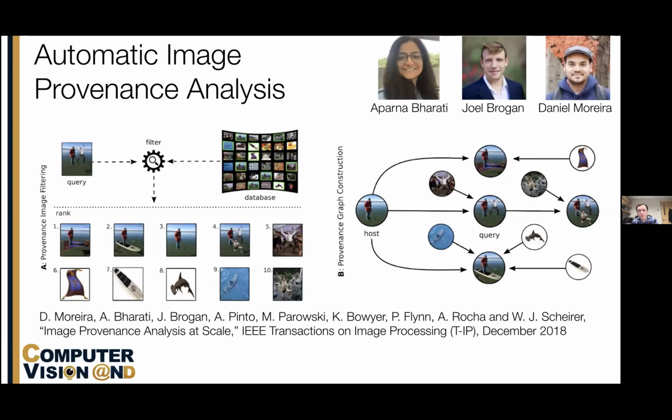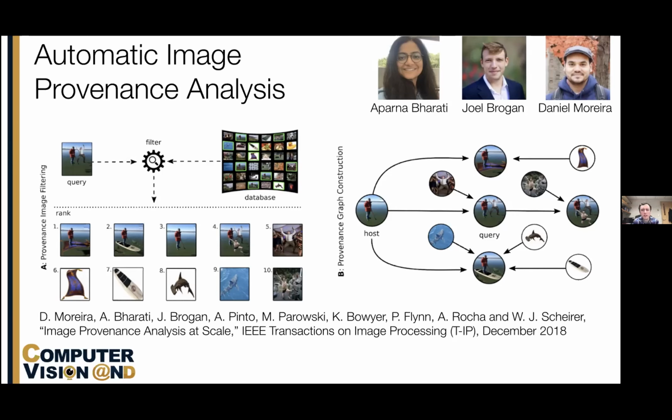This is work that originally started in my lab with two really awesome graduate students, Aparna Bharati, who is now an assistant professor at Lehigh University, and Joel Brogan, who is now a postdoc at Oak Ridge National Lab. And this is work that was done jointly with Daniel Moreira, who was a postdoc in my lab and is now research faculty at Notre Dame and is also an attendee at this very conference.